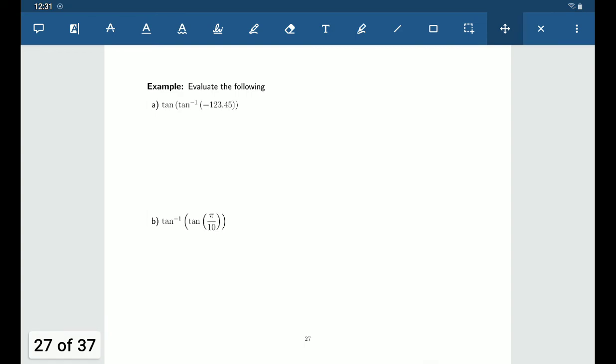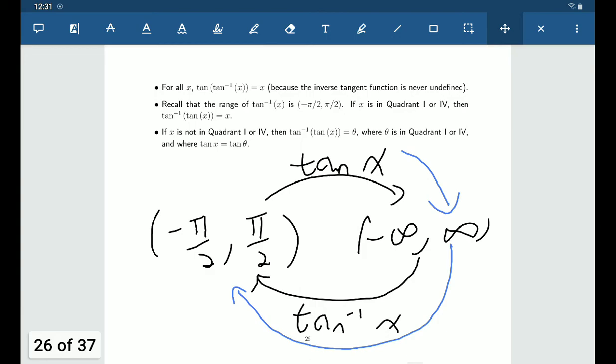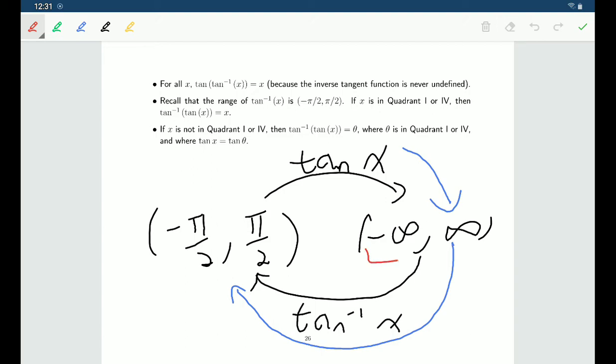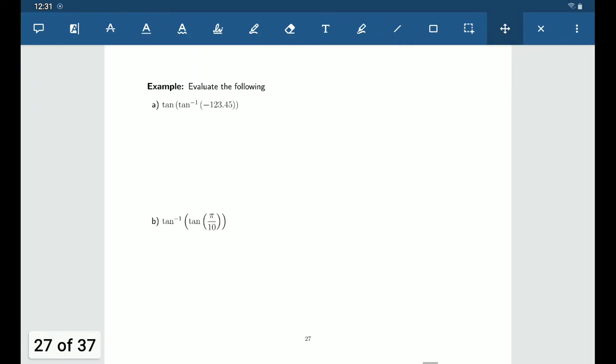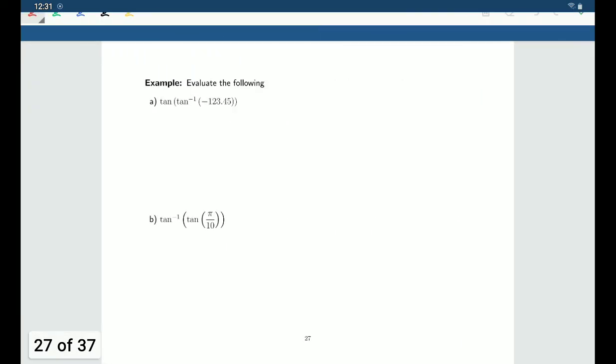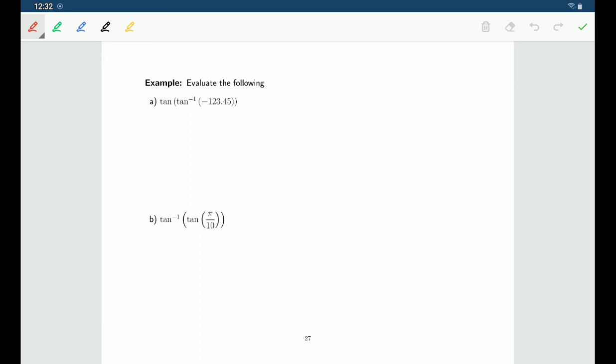So here we want to evaluate tangent of tangent inverse of negative 123.45. And for this, we know that the number that we've been given is inside the domain of tangent inverse. We were given a real number, and any real number is in the domain of tangent inverse. So tangent inverse will turn that into an angle, and tangent will give us our real number back again. So that means that for tangent of tangent inverse of negative 123.45, we will get our input back as our output.